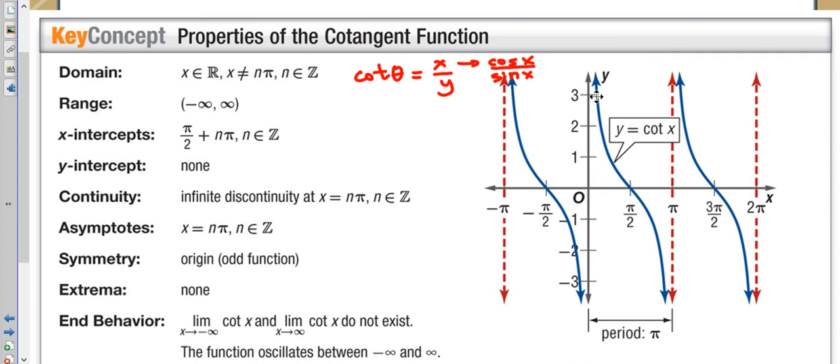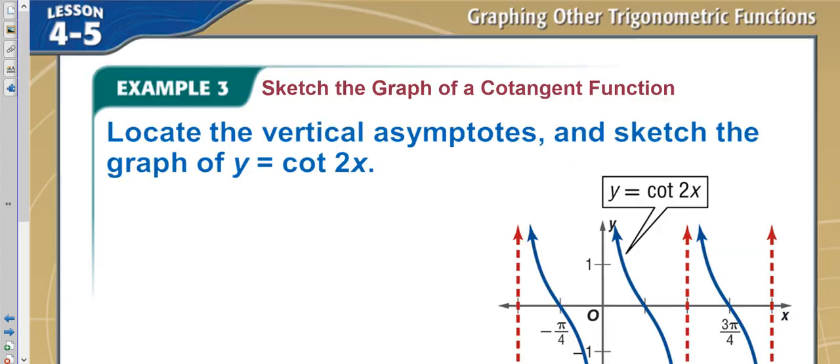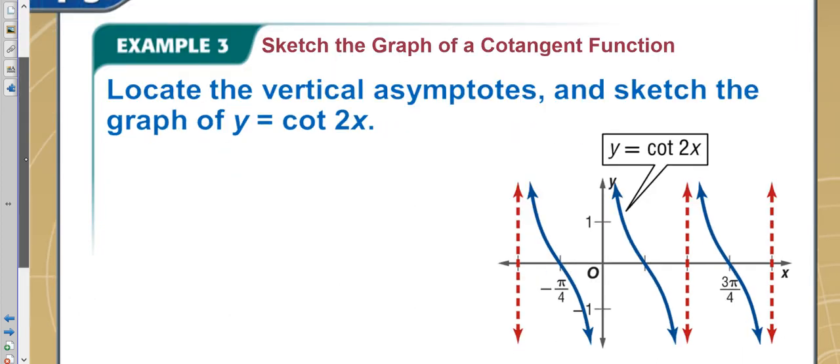The symmetry, as you can see on this one, it says origin, which means it reflects over the origin. So what's up here is rotating over here, and what's down there is rotating over to this quadrant. So they flip across the origin. Again, the period is pi by nature. Okay, so let's go through the same process.